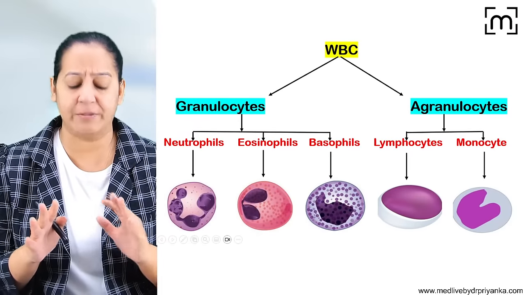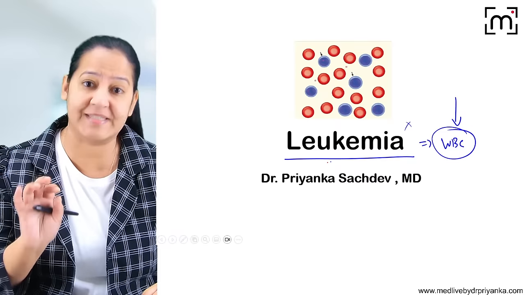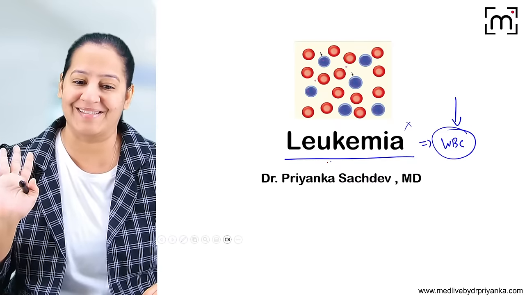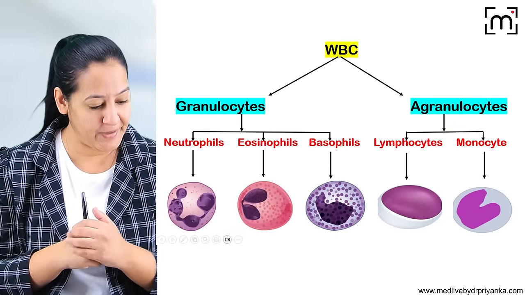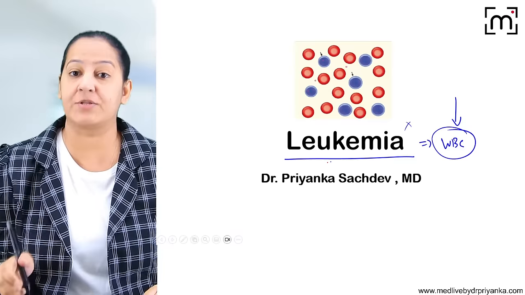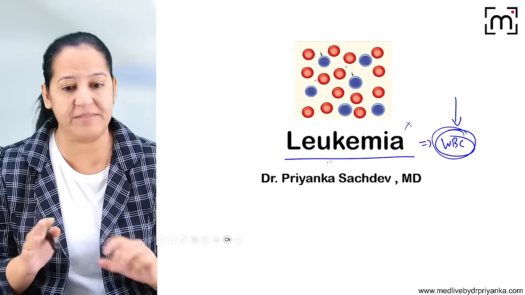I'm assuming that you know nothing about the leukemias. I'm starting from scratch, and I will take you to the super apex of the leukemias. So as I told you, leukemia is a disorder of WBC. First, in 5 minutes, let's see how the WBCs are formed.